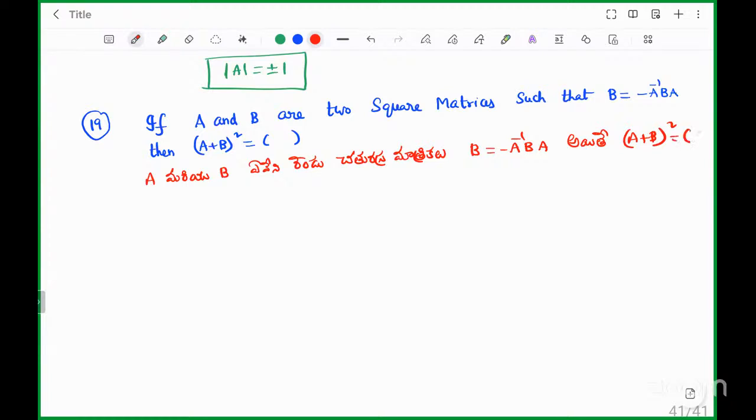So generally we have one misconception in matrices. For A plus B whole square, you are not allowed to write directly A square plus 2AB plus B square, because it is not ordinary algebra. Actually it is related to matrix algebra. Matrix algebra is quite different from general algebra. So that's why you should be very careful while finding the value of A plus B whole square.